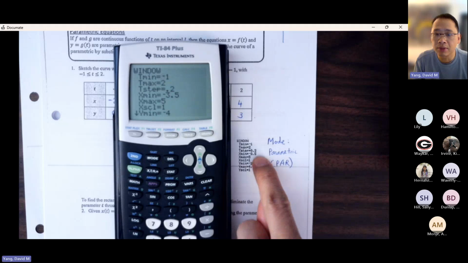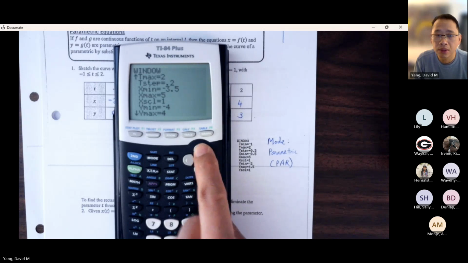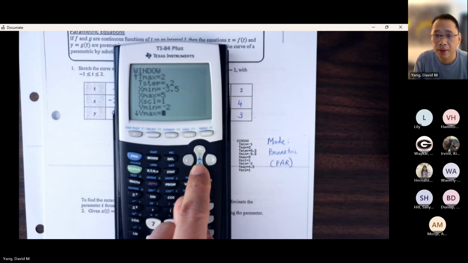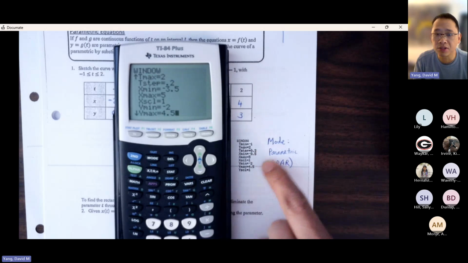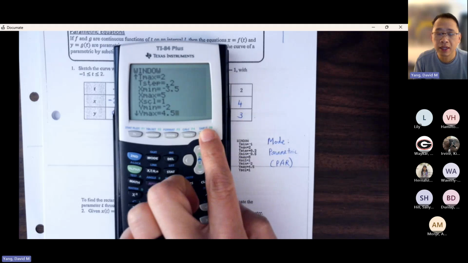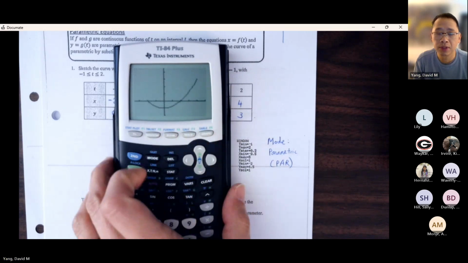Xmin, -3.5, Xmax is 5. X scale, Y scale, we leave both at 1. Ymin is -2, and Ymax is at 4.5. It doesn't have to be exactly this. It's just easier to see the graph that way. So then once you enter them in, hit graph, and you can see the parabola showing up, and also the movement of the graph in terms of how it's being formed.